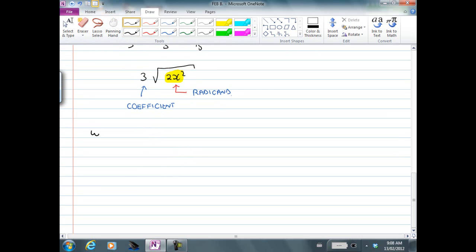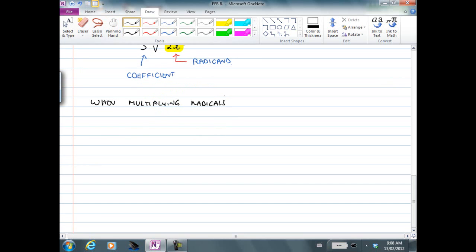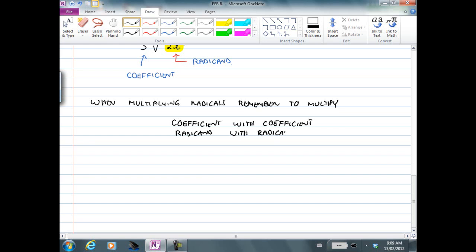When multiplying radicals, you're going to follow a simple little procedure, just like fractions. When multiplying radicals, remember to multiply coefficient with coefficient. We don't have to convert anything with the coefficient. Radicand with radicand. That's all we're going to do, just like numerator with numerator, denominator with denominator.